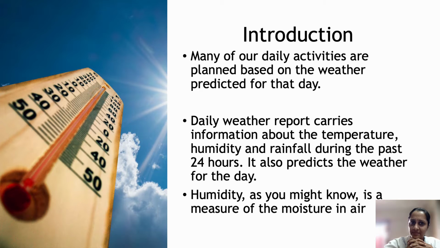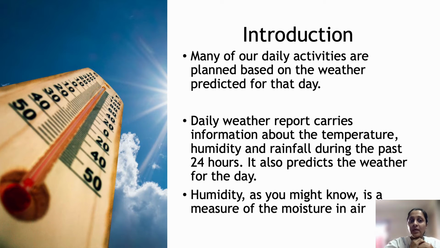So you must have seen that many of our daily activities are planned based on the weather predicted for that day. Like normally when it is monsoon and you really don't know whether you should go for a long distance or not, the first thing you do is check on Google or on your phone regarding the weather. It is going to show you the weather report of the entire day, entire week, entire month, how the weather is going to be. It is going to be sunny or cloudy or rainy, whether there will be precipitation, that is whether there will be rainfall or snowfall. And according to that, you plan your day.